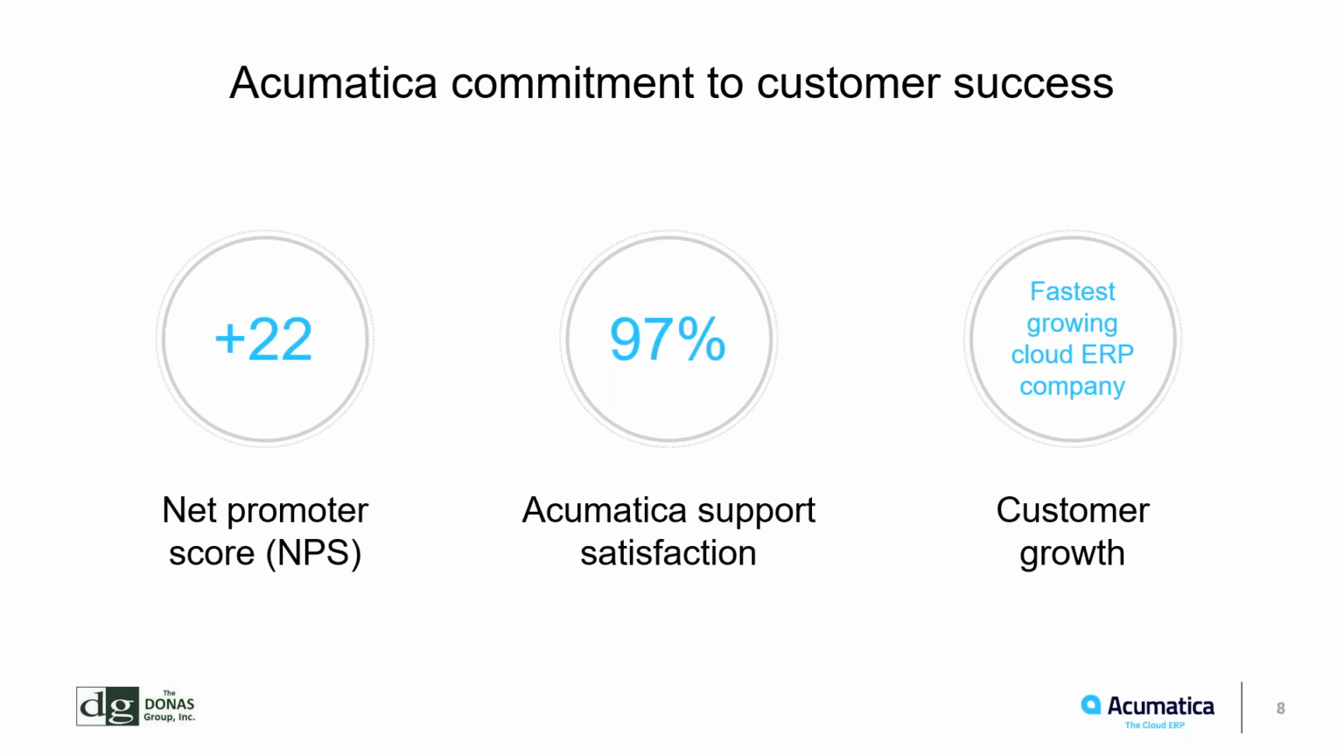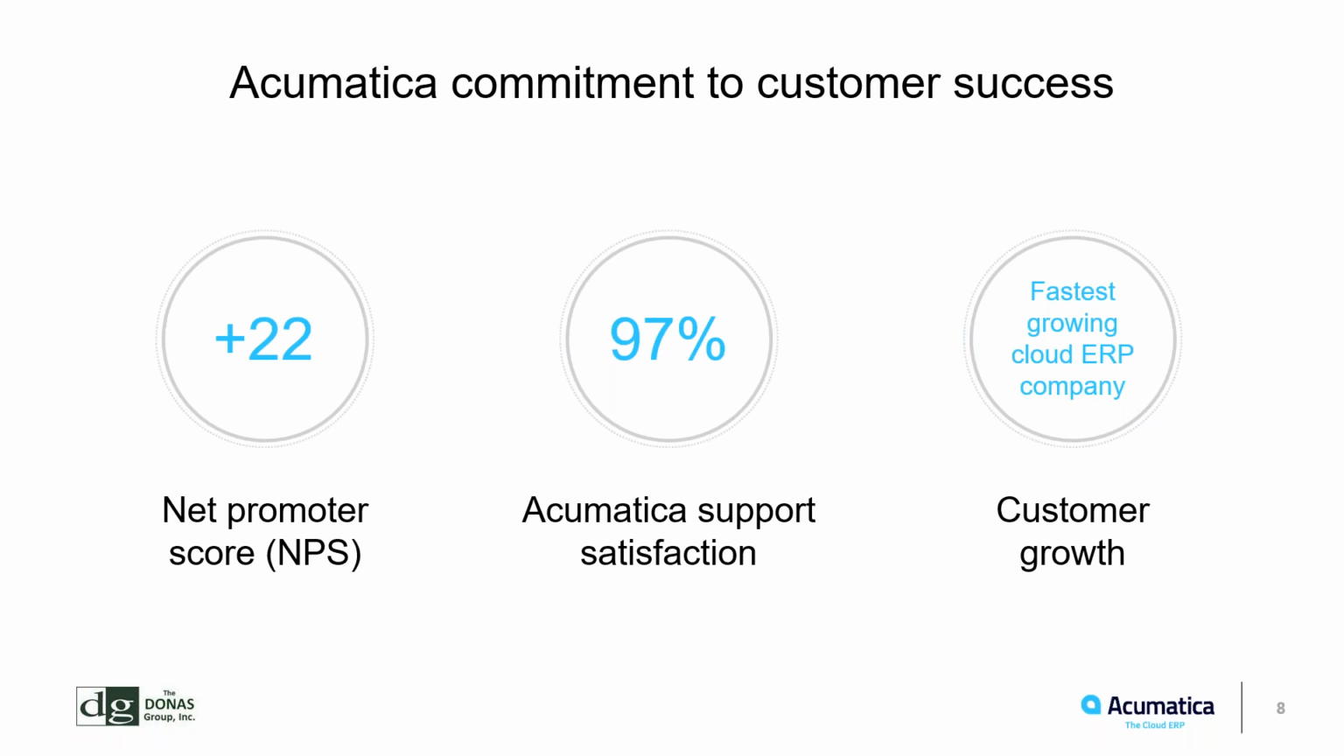Acumatica is committed to customer success. Acumatica's Net Promoter Score is quite commendable. The Net Promoter Score gauges the loyalty of a firm's customer relationships and ranges between minus and positive 100. A plus 50 is considered excellent. Some examples that I'm sure you're familiar with: Southwest Airlines comes in at a plus 3. Disney comes in at a plus 11.